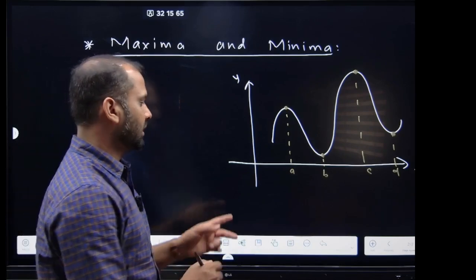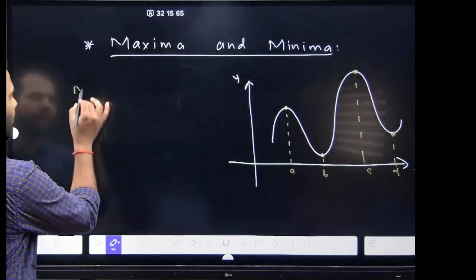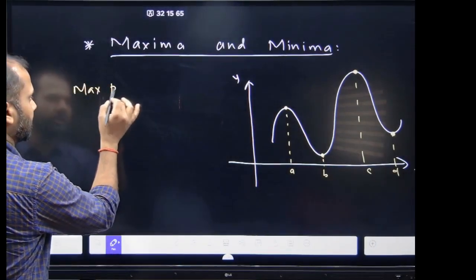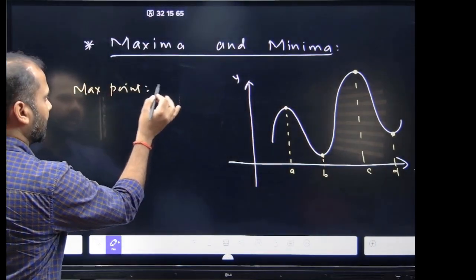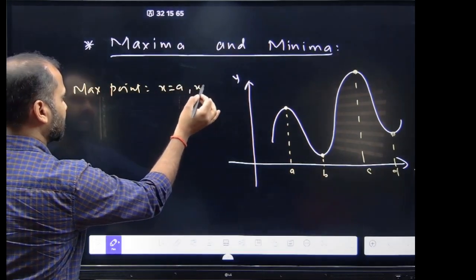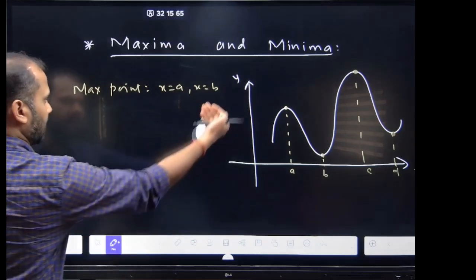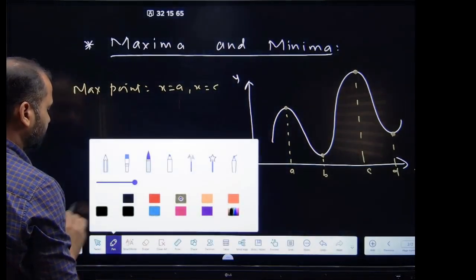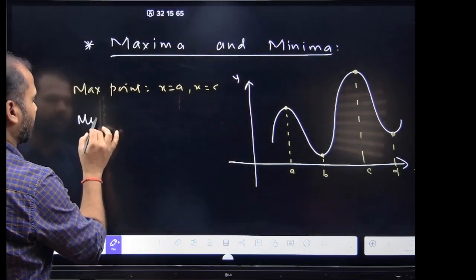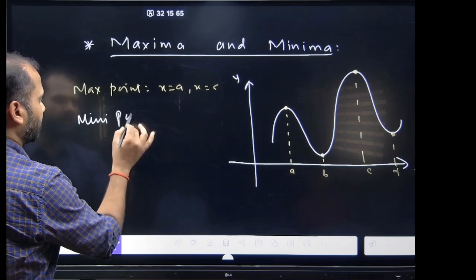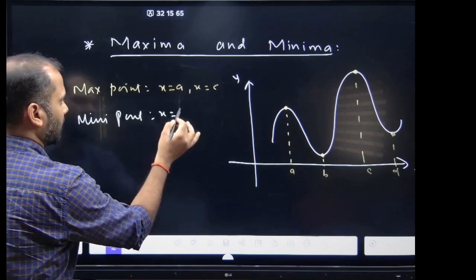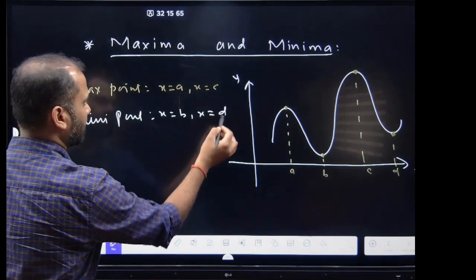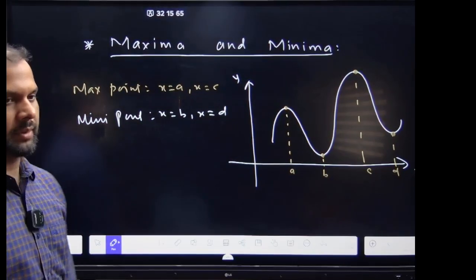Now, I will write what the maxima points are. Maxima points will be x is equal to A and x is equal to C. What about the minima points? Here I will write minima points. Minima points will be x is equal to B and x is equal to D. So, 2 maxima points are there, 2 minima points are there.